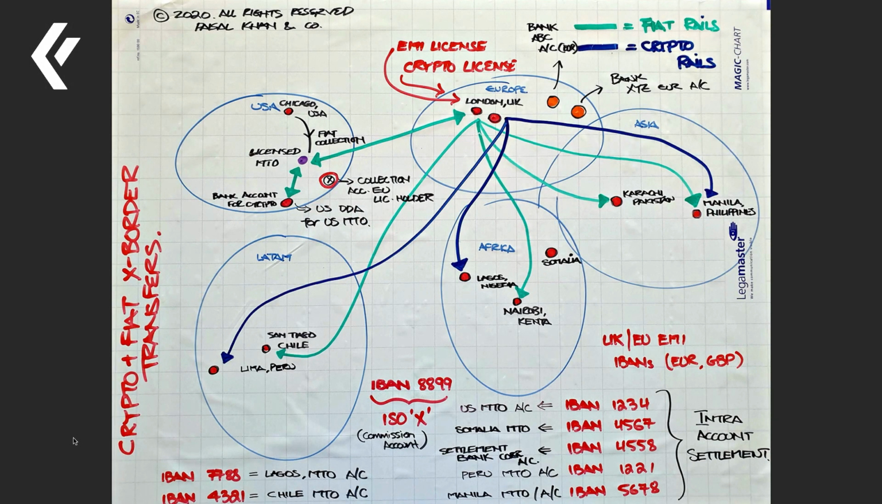So here is a diagram I drew that will explain how you can use both the crypto and the fiat world in one system to move money. Just to explain some of the various players I've drawn on the screen, it looks a little confusing, but it'll be pretty easy to understand. There's USA, Latin America, Africa, Europe, and Asia.